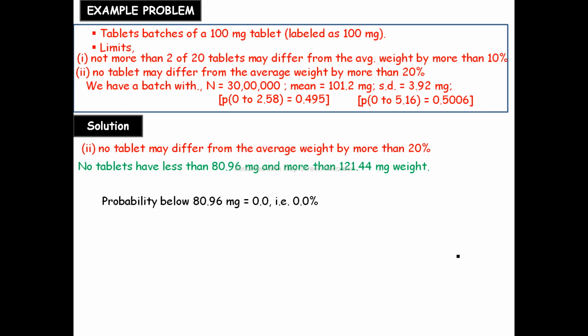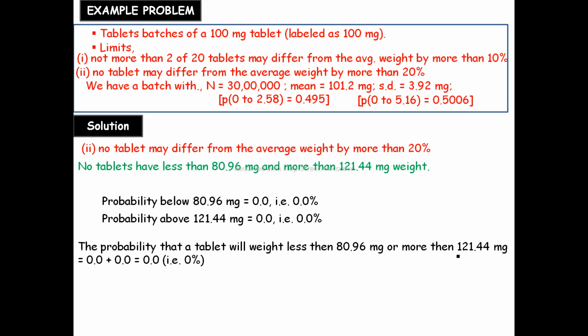So you can write: probability of the tablets to weigh less than 80.96 mg is 0. Probability of the tablets to weigh more than 121.44 mg is also 0. Thus, the probability of the tablet to weigh less than 80 or more than 121 is also 0. Okay. So, this was our way to solve the problem.